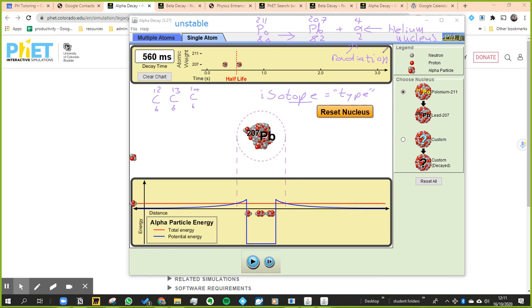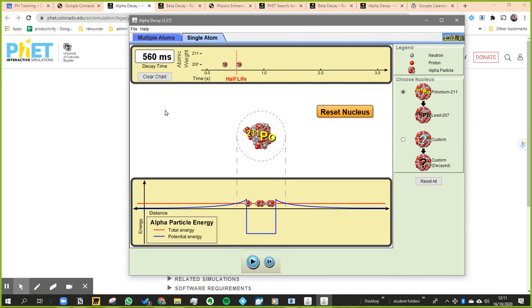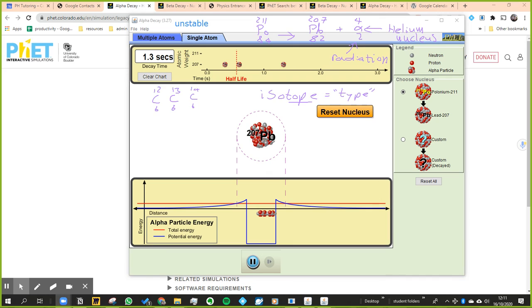Now, the radiation isn't always an alpha particle. We're going to look at other types of radiation next. But the alpha particle is a little easier to understand because it's simply two protons and two neutrons. And it's always really quite large atoms. This is quite a large atom, isn't it? It started off at 211. Let's reset it and press play. It starts off at 211 and eventually changes into 207. That's still quite a large atom. So large atoms are more likely to undergo alpha decay.